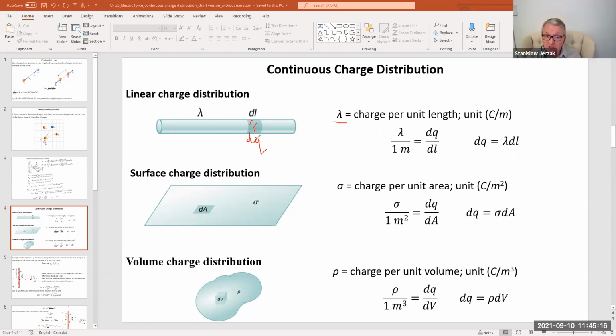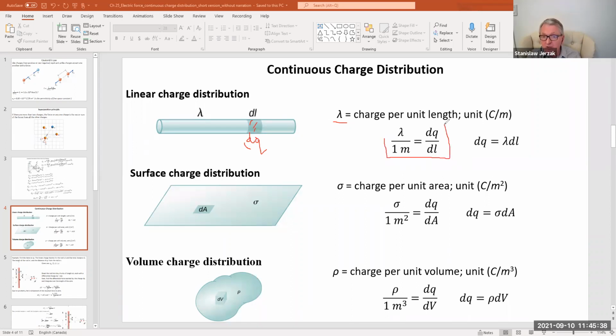But as I was explaining to you, we will have to divide the rod into many little tiny elements, many little chunks, and we will have to find what is the amount of charge dq on that tiny element of length, of that differential length dl. And to find that dq, we can use this type of proportion.